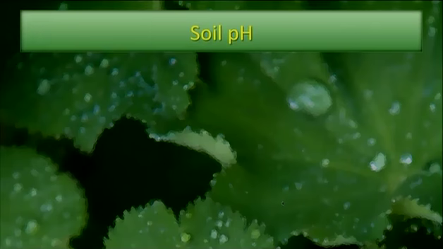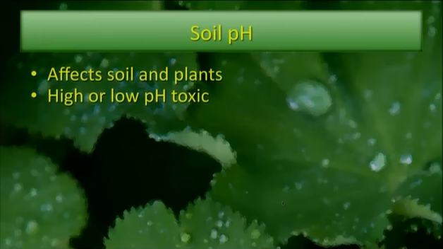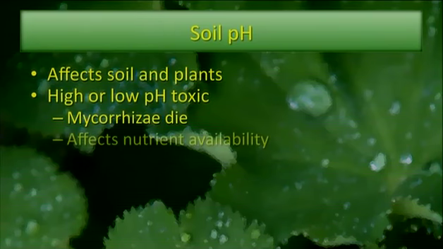Now, soil pH affects soil and plants. Cranberries, for example, thrive in acidic soils. But if you have a very high or low pH, it can be toxic because the mycorrhizae die. Remember, we just talked about the fact that mycorrhizae are important for many plants to actually live and survive. A lot of plants need their mycorrhizae, so if their mycorrhizae die, the plants will die.